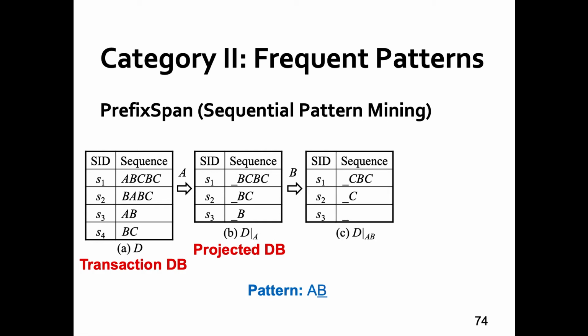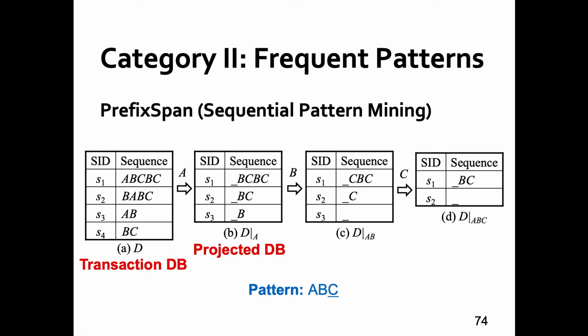Now, if we grow pattern A with one more element B, we only need to continue matching from the projected database of A. We will continue to match B starting from the underscored positions. This will give us the projected database of AB. We can further grow the pattern by C and check against the projected database of AB to find those sequence transactions that contain pattern ABC.